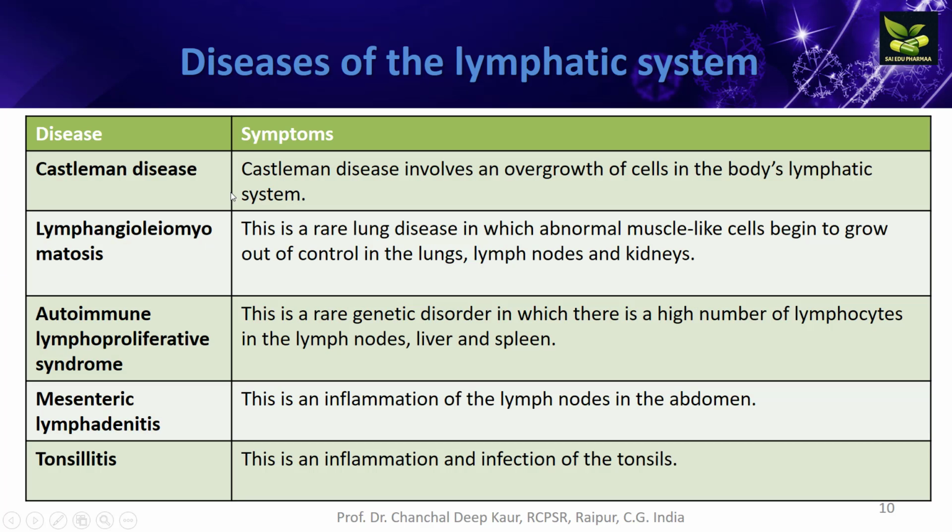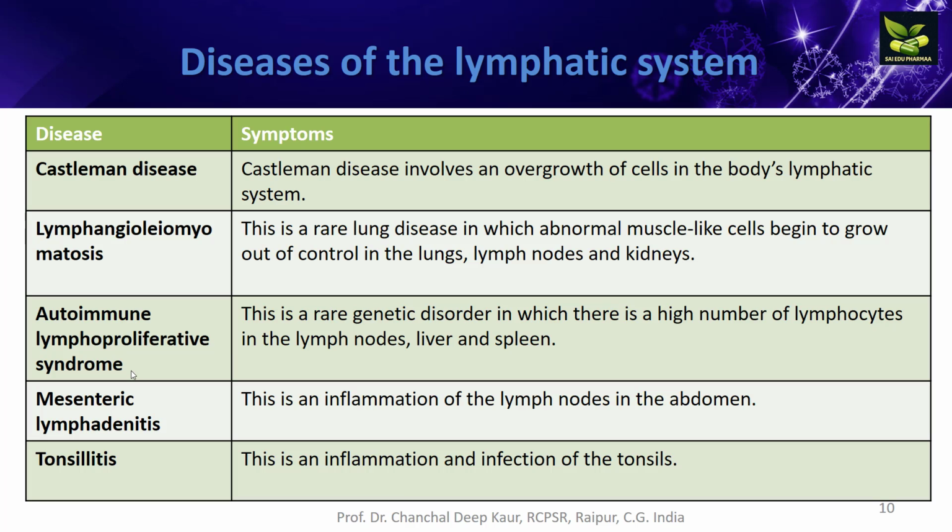Next is Castleman disease. It involves an overgrowth of cells in the body's lymphatic system. Then lymphangioleiomyomatosis. This is a rare lung disease in which abnormal muscle-like cells begin to grow out of control in the lungs, lymph nodes and kidneys. Then autoimmune lymphoproliferative syndrome. This is a very rare genetic disorder in which there is a high number of lymphocytes in the lymph nodes, liver and spleen.